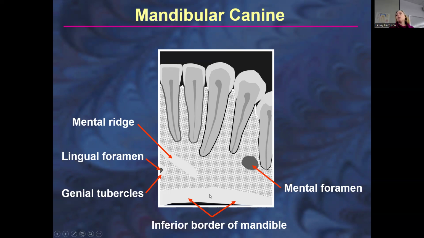And then the inferior border of the mandible, just like you could see it in the central incisor shot, you can pretty much see it all the way along different portions of the inferior border of the mandible, depending on the angulation the clinician used to take the x-ray.